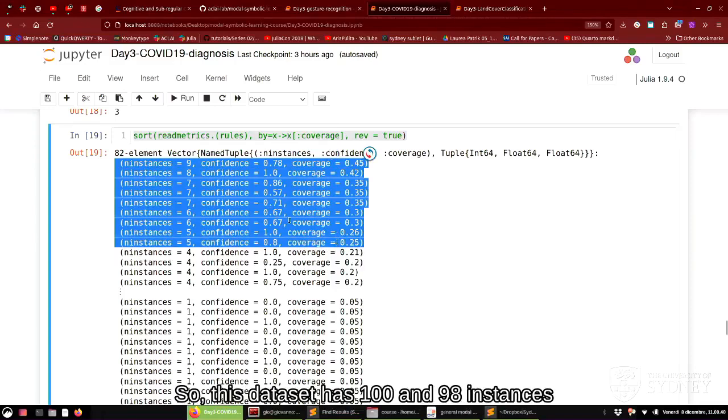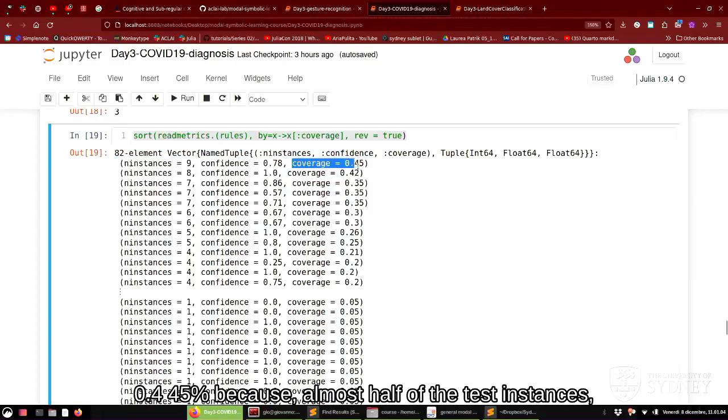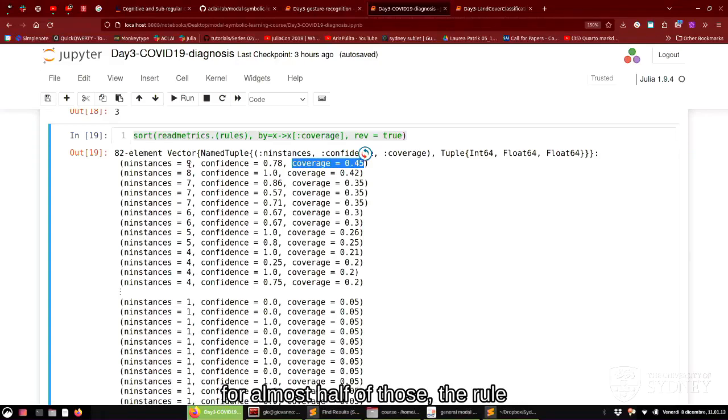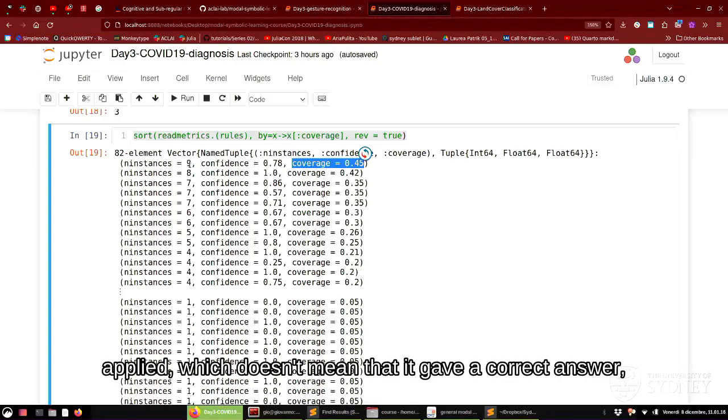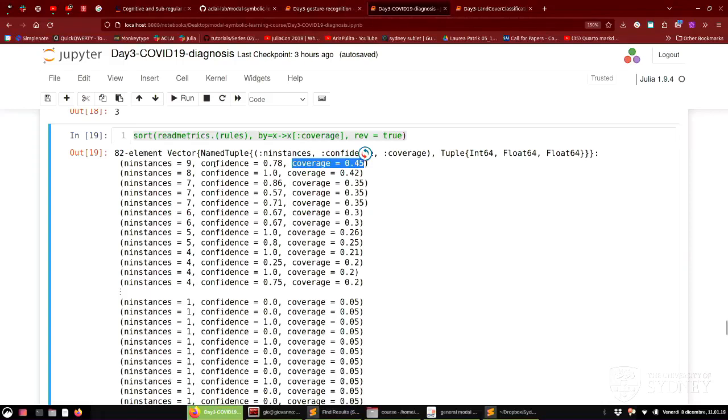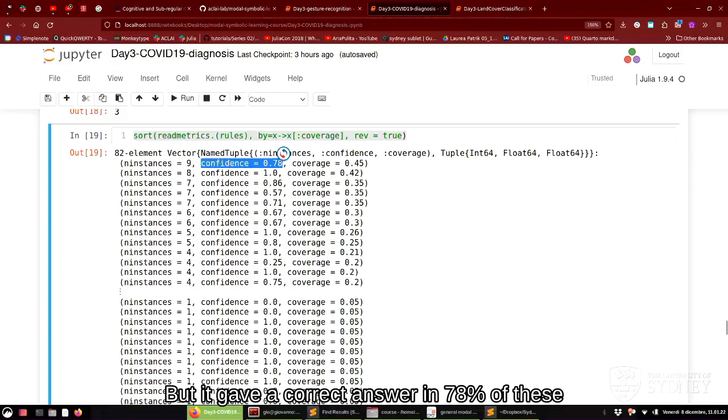So let's stay here. This data set has 198 instances, and I've done a tenfold cross-validation, which means that my test sets have about 20 instances, so 10 belonging to a class and 10 belonging to the other. So if we take, for example, this has coverage 0.45 because for almost half of the test instances the rule applied, which doesn't mean that it gave a correct answer, right? But it gave a correct answer in 78% of these cases.